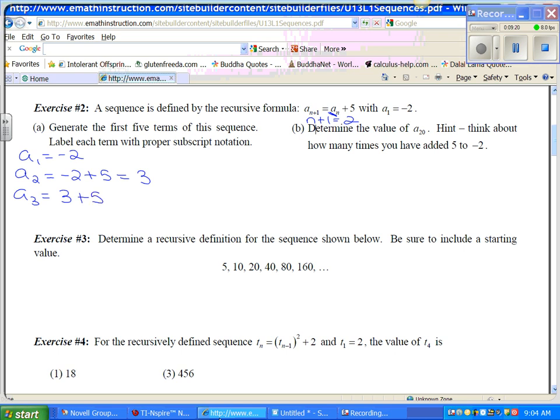You're constantly going back and finding n. This says a sub n plus 1, so this is the formula going off of n plus 1. If I want, say, the 19th term, what would n be? 18, because n plus 1 has to equal 19. Got it? All right, so this gives me 8.